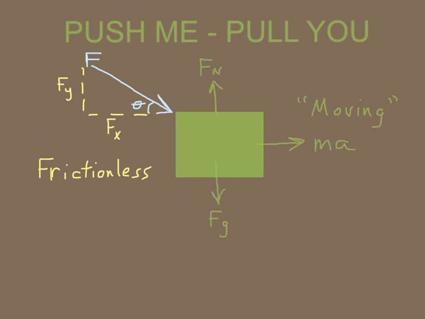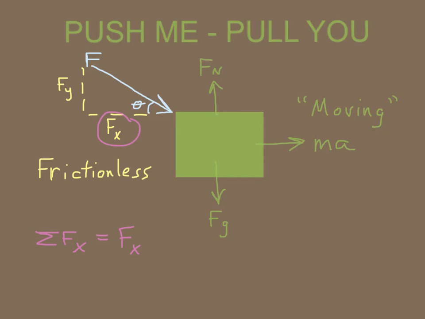Here, I've gone ahead and drawn all the possible forces. And what we want to do is write a net force equation for the horizontal and a net force equation for the vertical. In the horizontal, we have to consider everything that is moving left or right. In this case, we have the horizontal component of force, which is F cosine theta, and there are no other forces right or left.